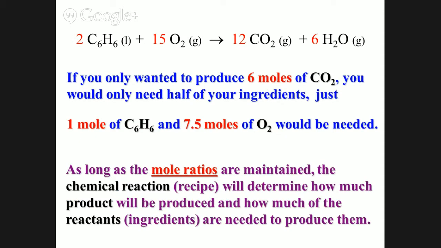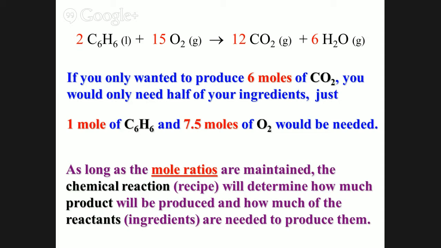If I only wanted to make 6 moles of CO2, notice that there's a 12 in front of the CO2, but I only want to make 6, well then I'm only going to need half of my recipe. I'm only going to need 1 mole of the C6H6, 1 out of the 2, and I'm only going to need 7.5 moles of the O2 as opposed to the 15 because I only want to make half. As long as the mole ratios are maintained, the chemical reaction recipe will determine how much product will be produced and how much of the reactants, the ingredients, are needed.